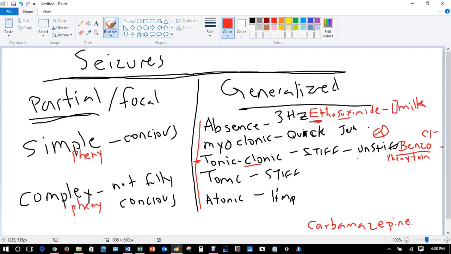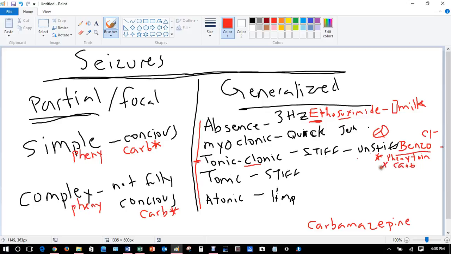So it is first line for simple. I'm just going to put carb, and put a little star next to it so you know it's first line. Phenytoin could be used, but it's not first line. It's also first line for complex. Phenytoin can be used for all these situations, but carbamazepine is the first line drug for that. And it can be used first line for tonic-clonic seizure as well, so I'll put carb there.